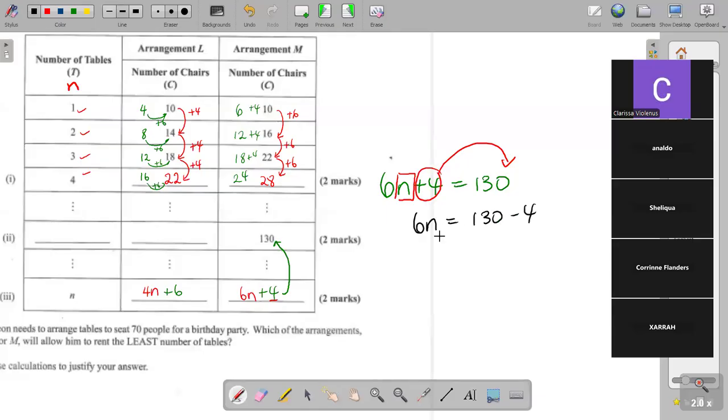I want everybody to learn to make this a habit. Anytime you carry over something, make sure it's the opposite before you continue. If it was plus over here, it must be minus on the other side. So what am I going to end up with? Calculator people: 126.